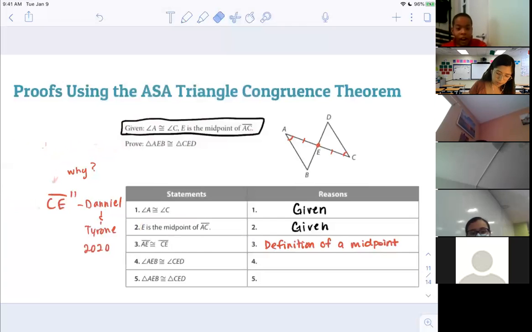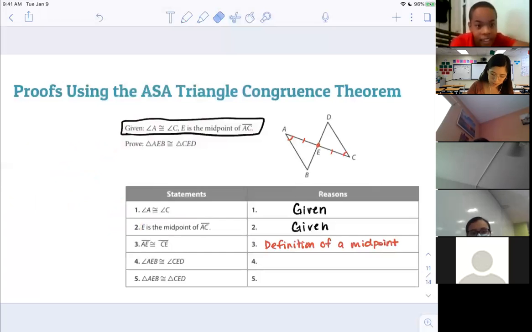In the next statement, now that we know those two are congruent, they tell us that angle AEB, this one, is congruent to angle CED, this one. How can I say that those two angles are congruent?